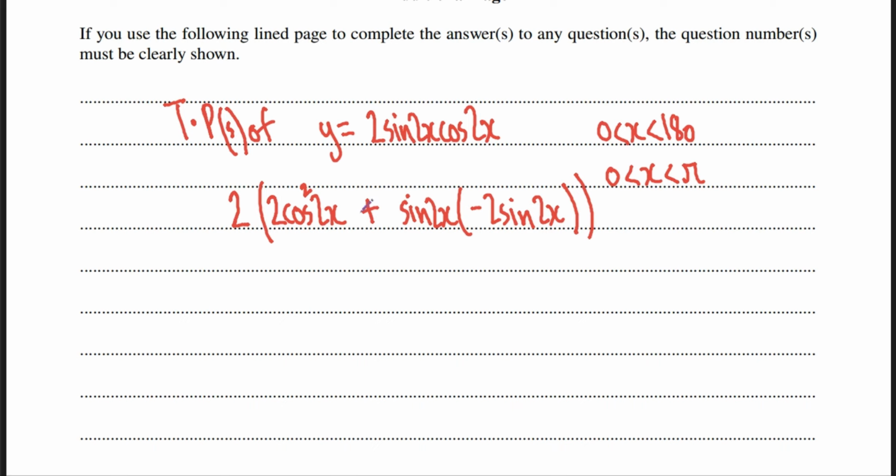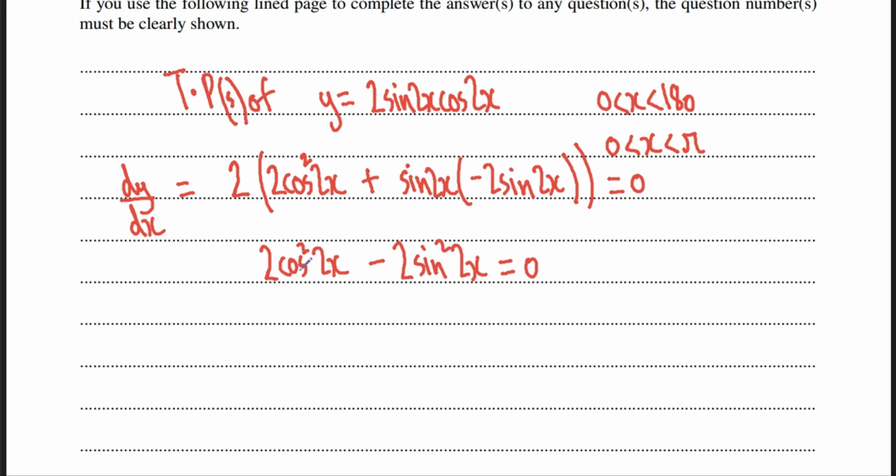Well, if you're finding turning points, then the derivative must equal 0, right? This is dy by dx. And since it's a turning point, it should equal 0. Well, we can get rid of the 2 because 0 divided by 2 is just 0. So now we have 2 cosine squared of 2x minus 2 sine squared of 2x is equal to 0.